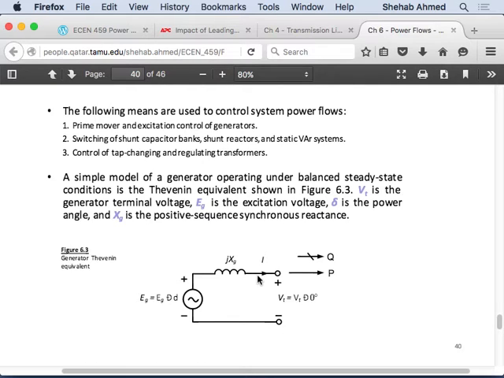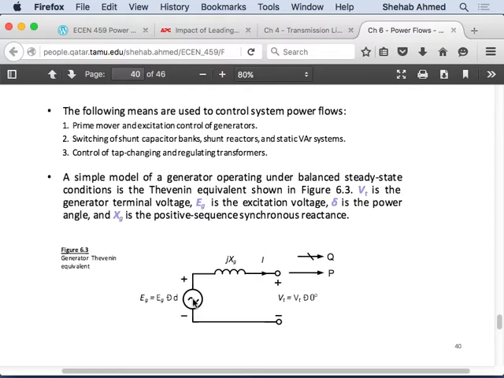And for me to supply the reactive power, what controls do I have on controlling this current? The only control I have is this voltage as a magnitude and its angle. This angle is the power angle of the generator, right? This is my generator, this is my equivalent circuit of my generator.